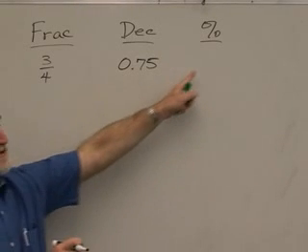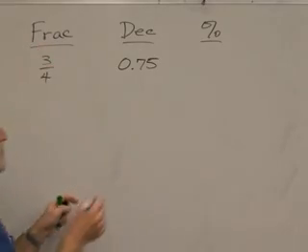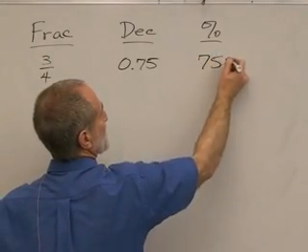And how do we change a decimal to a percent? Two places to the right. Okay, so that's 75%.